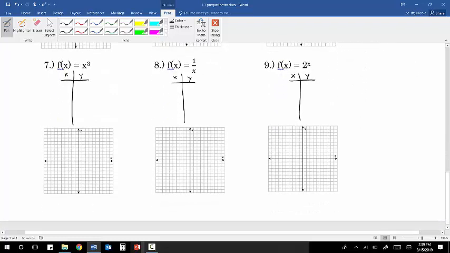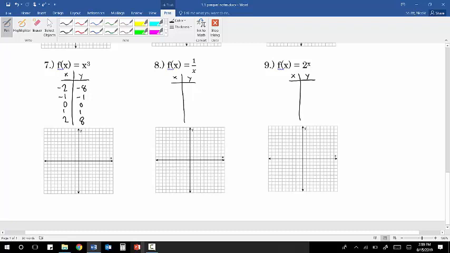For number 7, we're going to actually use a few more points just because this graph is a little more complex. So we're going to do -2, -1, 0, 1, and 2. That'll get us a pretty accurate graph. So if I do -2 cubed, I get -8. -1 cubed, I get -1, 0, 1, and 8. And then we'll go ahead later on and we'll graph those points.